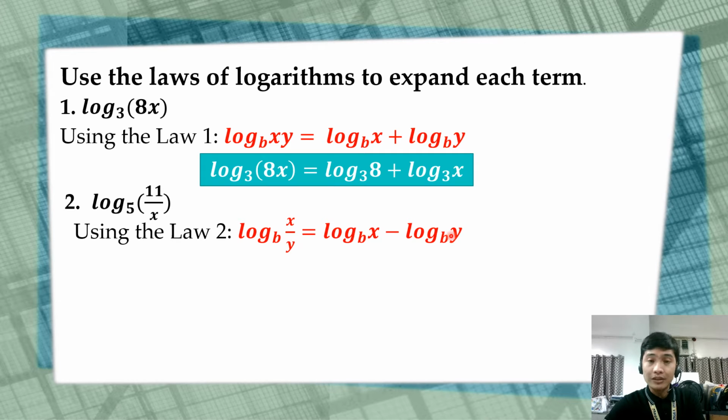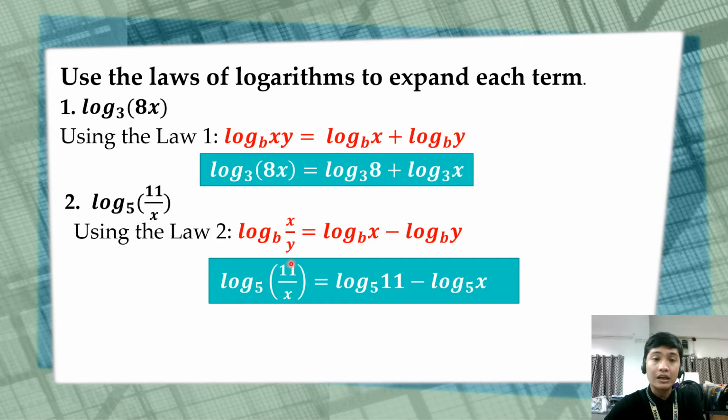We actually get the difference of the numerator and then the denominator. So if we apply the second law of logarithm in number 2 to get the expanded form, we will have logarithm of quantity 11 over x base 5 is equal to logarithm of 11 base 5 minus, because we are actually dividing two particular terms, minus logarithm of x base 5. Therefore, the expanded form of the logarithm of 11 over x base 5 is equal to logarithm of 11 base 5 minus logarithm of x base 5.